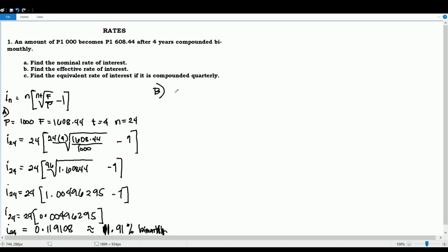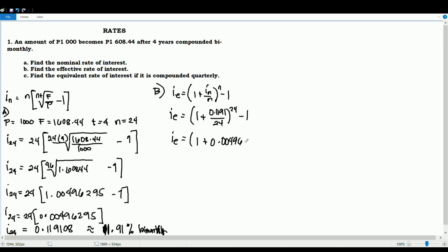Now for letter B, we are looking for the effective rate. The formula for the effective rate is I subscript e equal to 1 plus I subscript n over n, raised to n, minus 1. And then we have to substitute the values that we have. Our I subscript n as computed is 11.91 or 0.1191, to be divided by, that is bi-monthly, 24, raised to 24, minus 1. That will become 1 plus 0.1191 divided by 24 is equal to 0.00492625, raised to 24, minus 1.